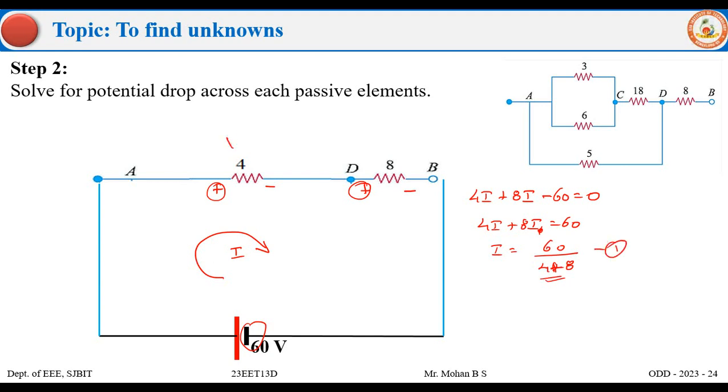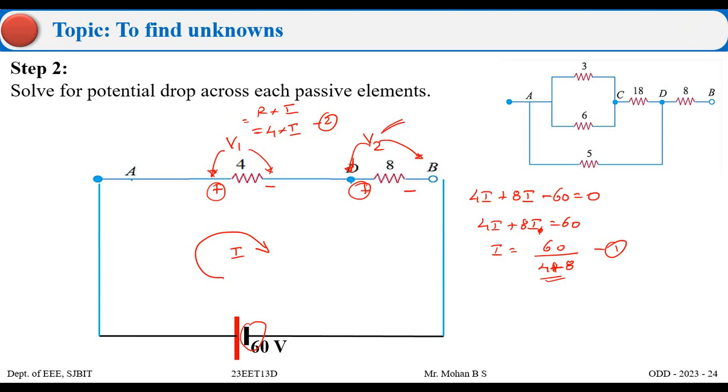Now, V1 and V2 are the voltage drops. V1 is a voltmeter connected across the two ends of the 4 ohm resistor, and V2 is connected across point D and point B. So what is the equation for V1? By Ohm's law, it is simply R into I. The value of R is 4 and the value of I is simply I. I'll call this equation 2 now.